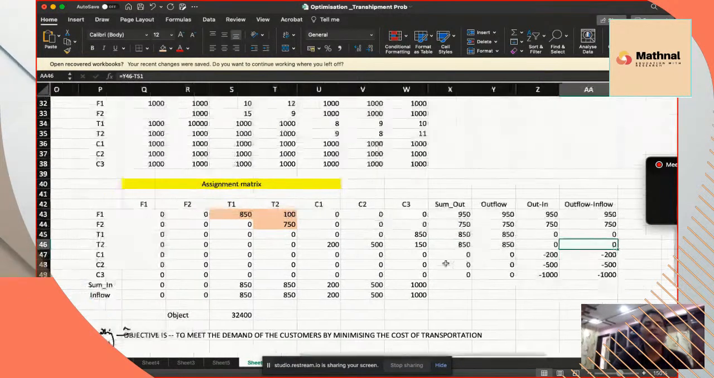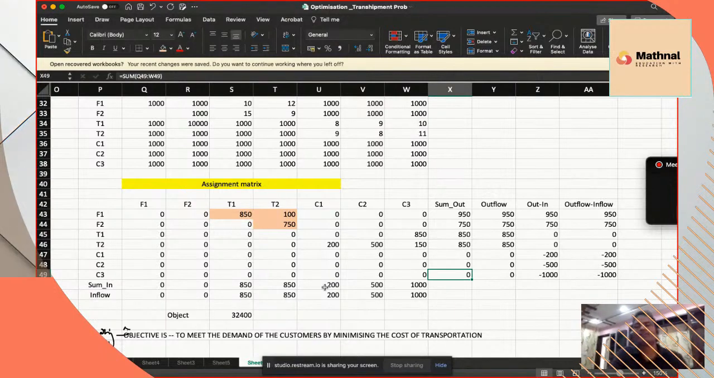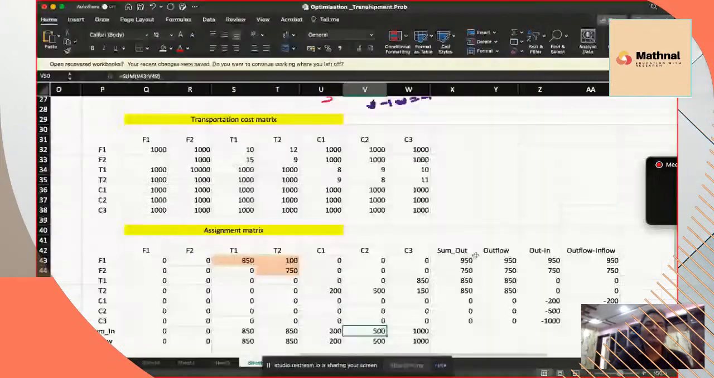Matching constraints. C1, C2, C3 cannot dispatch. There is no outflow; there can be only inflow, which means they can only receive. So C1 has to receive 200 units, C2 has to receive 500 units, and C3 has to receive 1000 units.